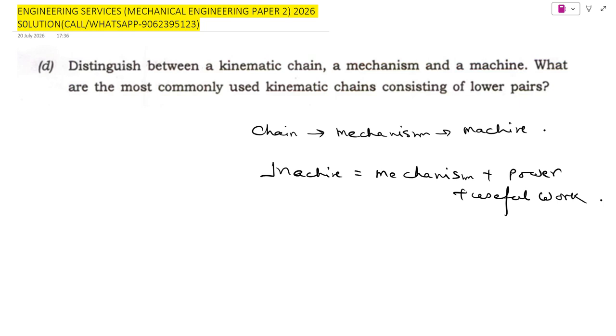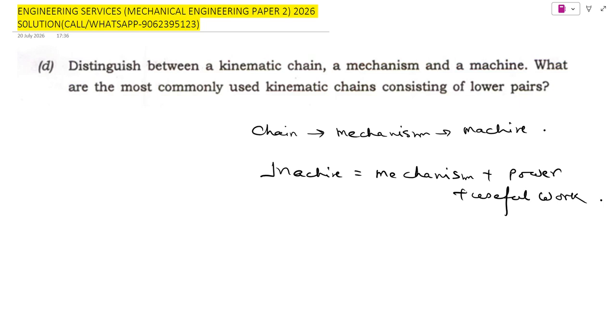So remember this ladder. The kinematic chain is concerned with only constrained motion, the mechanism produces the desired motion, and the machine produces the useful work. One extra condition is added at every level. Now let us understand the differences in the form of the examination.